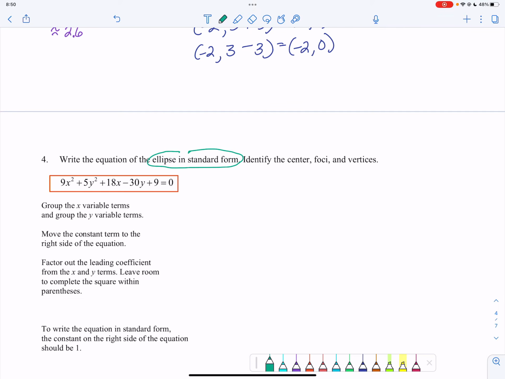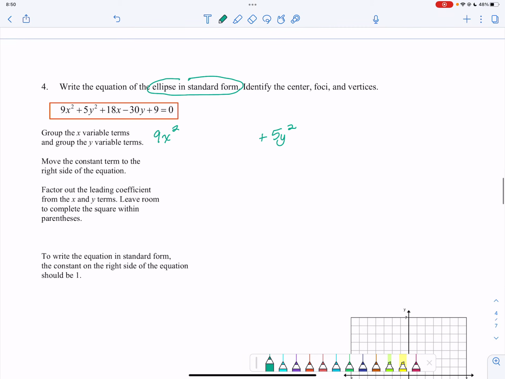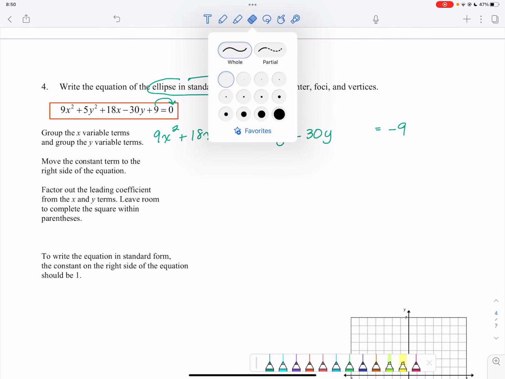So the first thing we're going to do is group the x variable terms and group the y variable terms together. So I'm going to have 9x squared, and then I'm going to go over here and write a plus 5y squared. So I'm just going to go term by term. And then I have an 18x, and I don't have another, I do here, minus 30y. And then we're going to put this negative 9 on the other side of 0. So a positive 9 is a negative 9 on the other side of the equation. Or you could say that you're going to subtract 9 from both sides, okay?